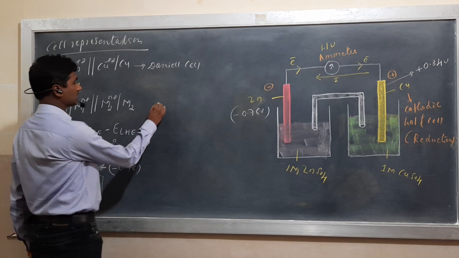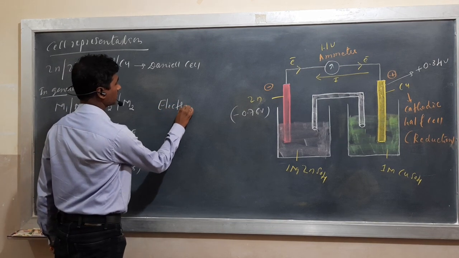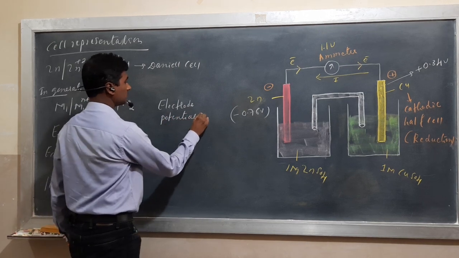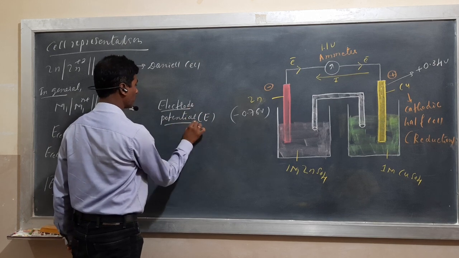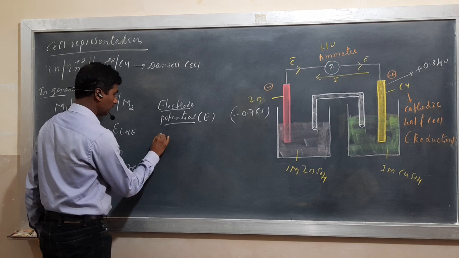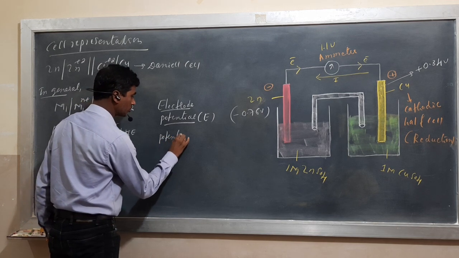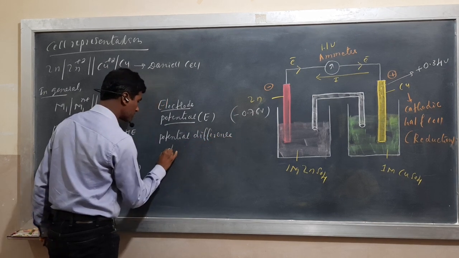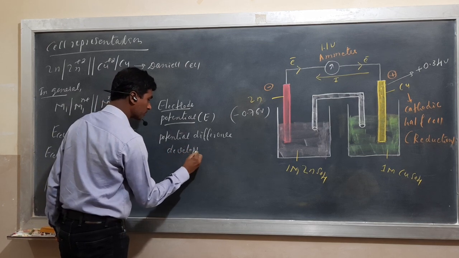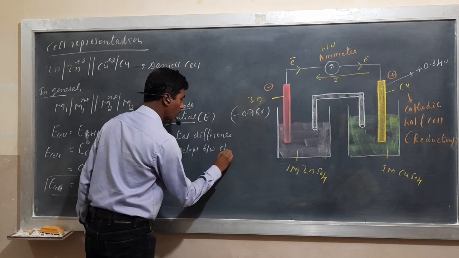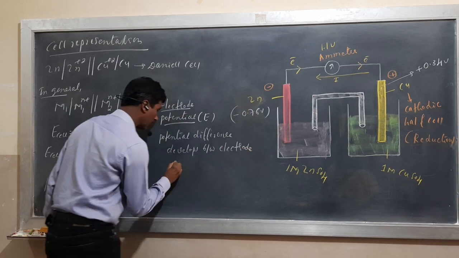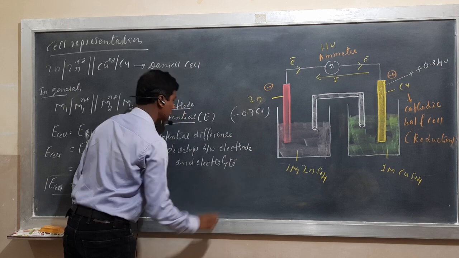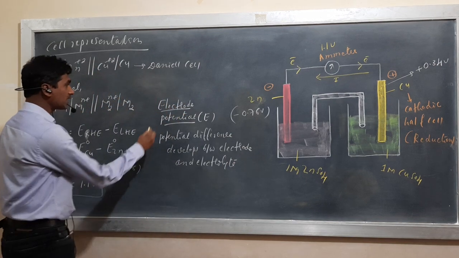But here the question arises, what is the electrode potential? The electrode potential is denoted by the symbol E. What is the electrode potential? It is the potential difference that develops between the electrode and the electrolyte. So it is called the electrode potential. Now, what is the standard electrode potential?